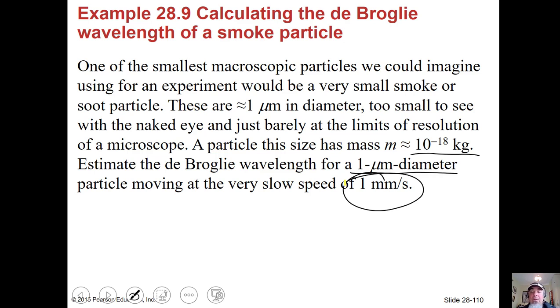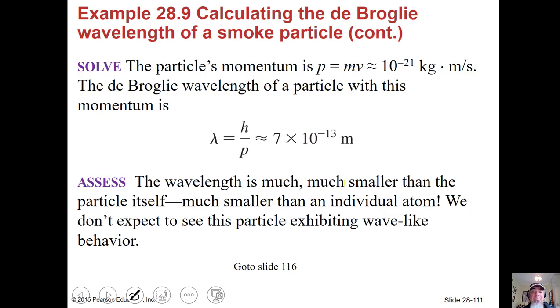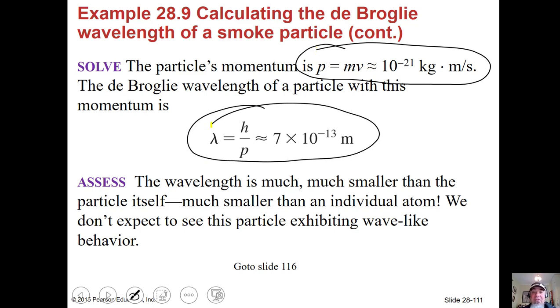millimeter per second. Okay, so we have the speed, we have the mass, h is just a constant, we can figure out the wavelength associated with this particle. Okay, so here's the momentum, m times v, something like about 10 to the minus 21 kilogram meters per second. So here's the wavelength. Put all that together, the wavelength is really small. The wavelength is much smaller than the particle itself, much smaller than the size of an individual atom. We don't expect to see this particle exhibiting much wave-like behavior. Okay, it just doesn't come out. The opening that it would go through, you wouldn't have anything to that size.